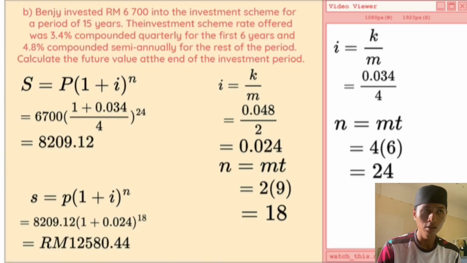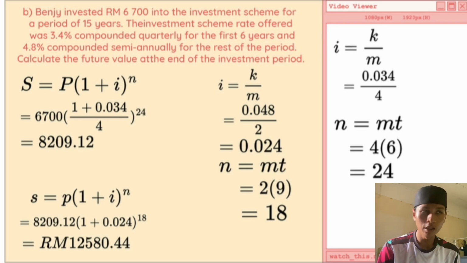Question 1B. Benji invested RM 6,700 into an investment scheme for a period of 15 years. The investment scheme rate offered was 3.4% compounded quarterly for the first 6 years and 4.8% compounded semi-annually for the rest of the period. Calculate the future value of the investment at the end of the investment period.